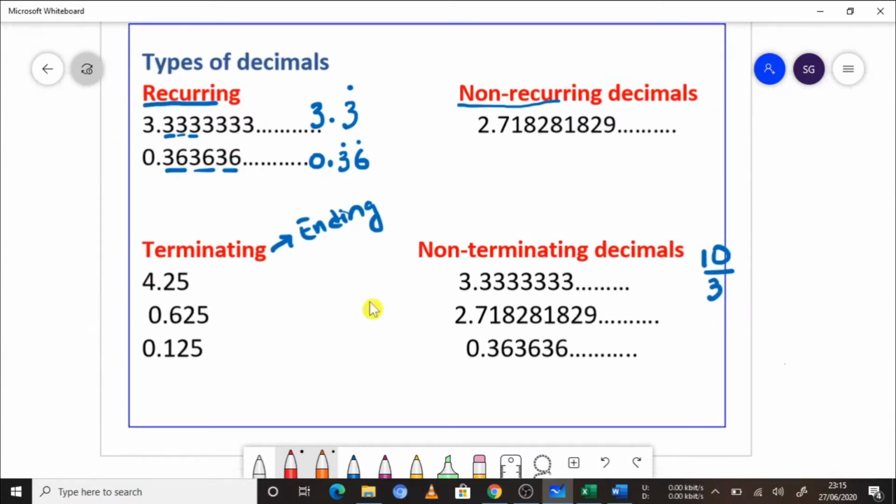Okay, so looking at the decimals, how can you decide whether a number is rational or not? Remember, if a number is recurring, if it's showing a pattern, it's a rational number. And you can see that 3.33 can be written as 10 over 3, which is a rational number. Hence, recurring is rational.